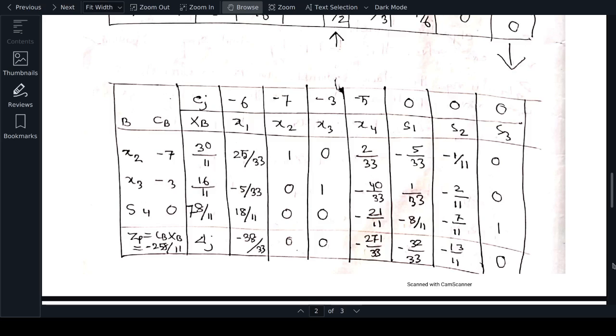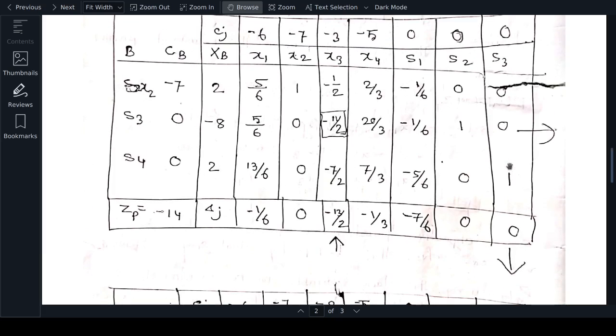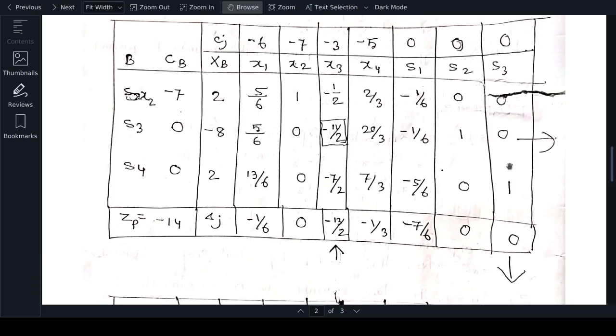So this second table we complete. From the second table, can we say that this gives us an optimal solution? From the second table, all delta J less than or equal to 0, okay, no problem. But is all XB positive? No, all XB is not positive. First row element and third row element are positive, but here is minus 8. So for minus 8, this does not give us an optimal solution.